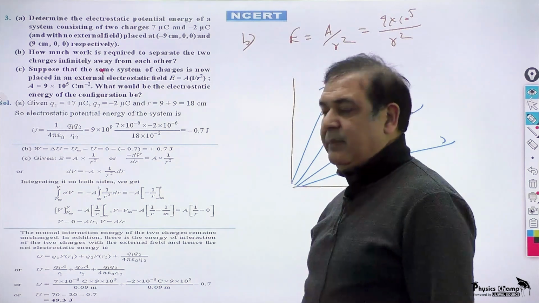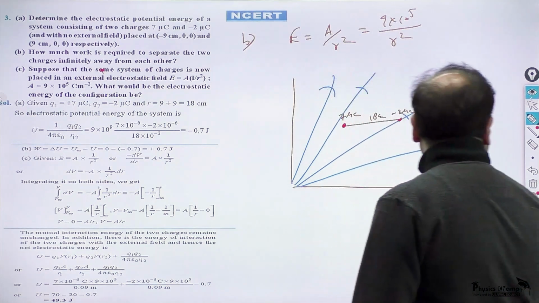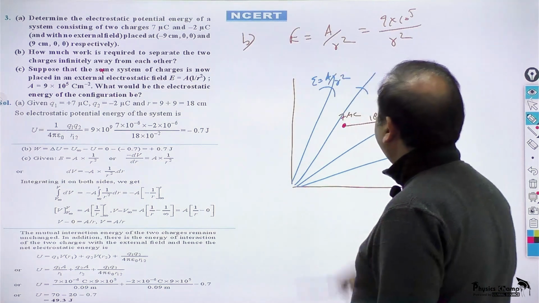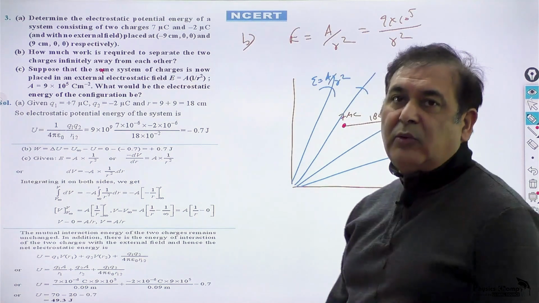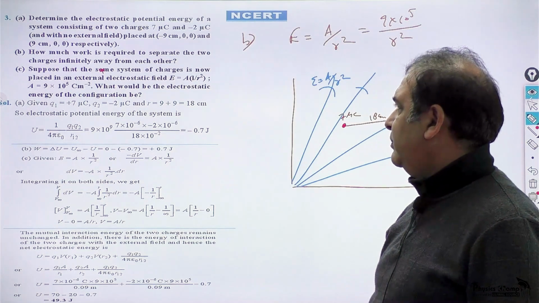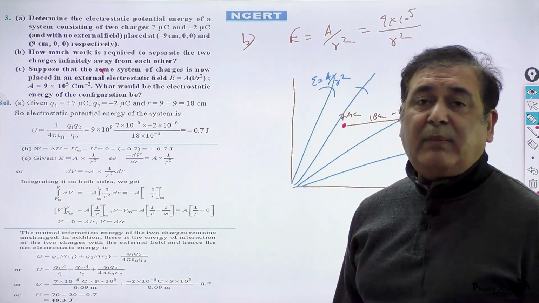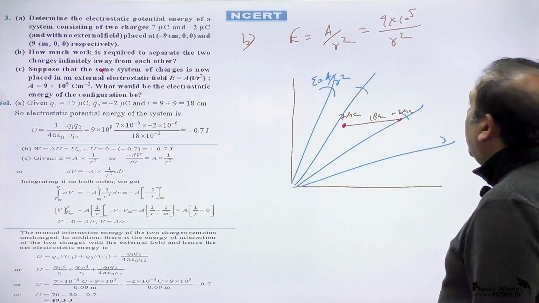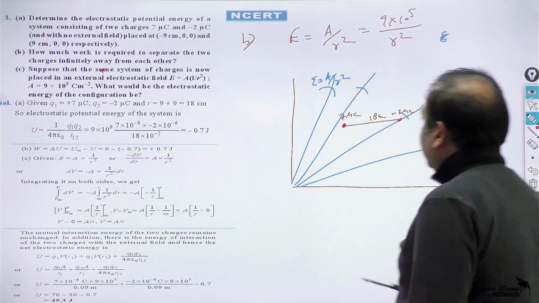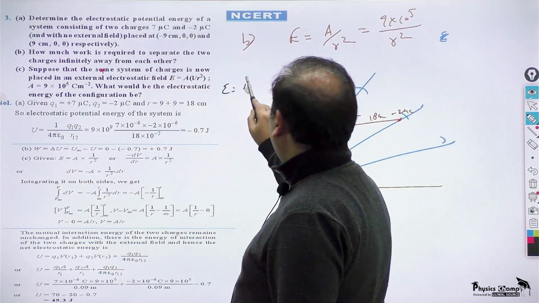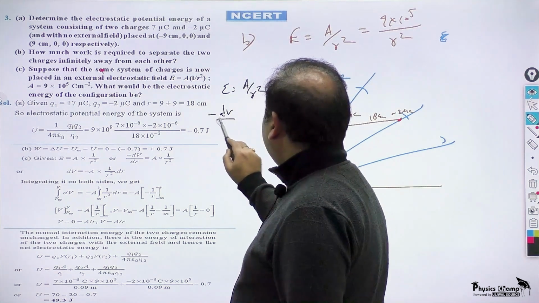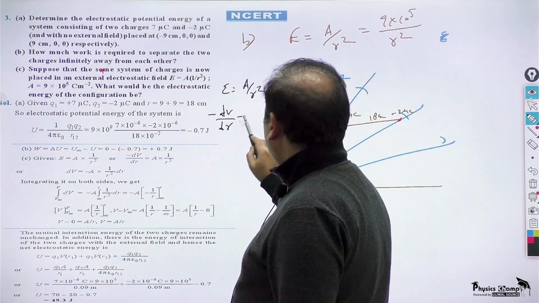What will be the situation now where the electric field has a value A by R square? So the question is, how much will be the electrostatic potential energy now? If the electric field is A by R square, then it can be written as minus dV by dr is equal to A by R square.